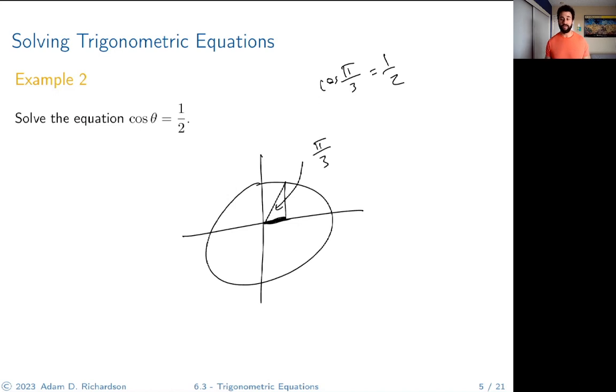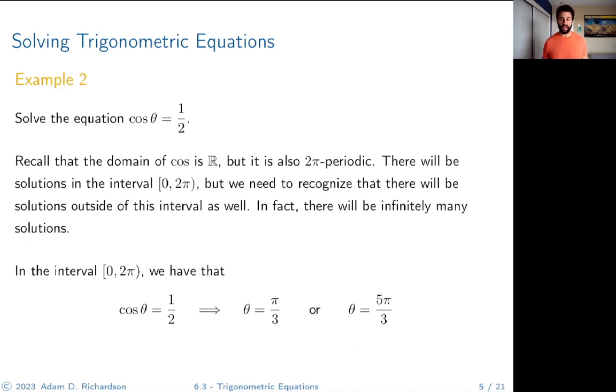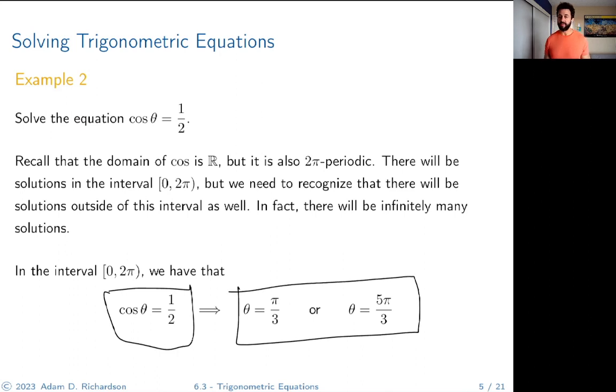We need to account for the periodicity, the repetition here. The domain of cosine is all real numbers, but it's also 2 pi periodic. We found one solution in the interval 0 to 2 pi, but we didn't even find all of them in that interval. There are actually two. I'll draw the unit circle here again in just a second. If cosine is 1/2, there are two angles in the first 2 pi radians that are solutions. So let's draw the unit circle here again. We found this one. This is a cosine of 1/2, right?